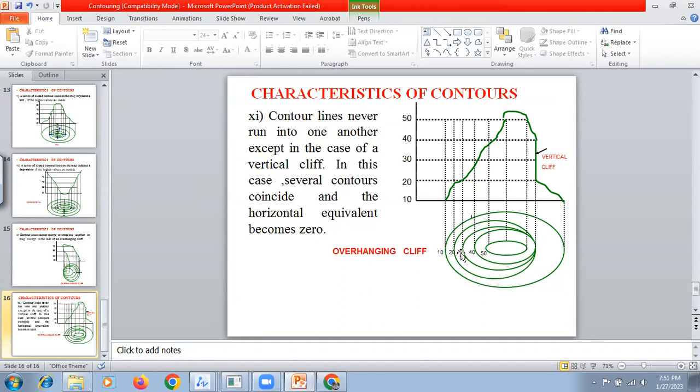That's why you can see in the contour map all the contours are merging at one particular single point. That means this particular point has different levels. That means it is a perfectly vertical surface. Okay.